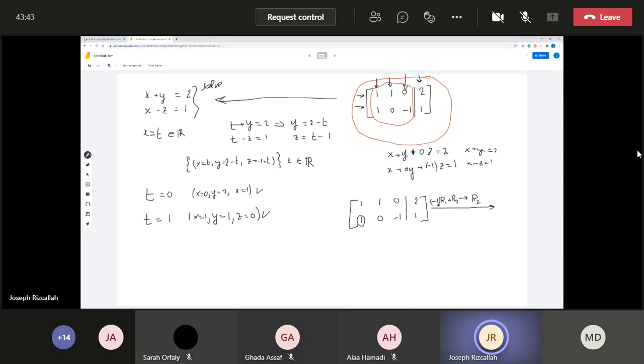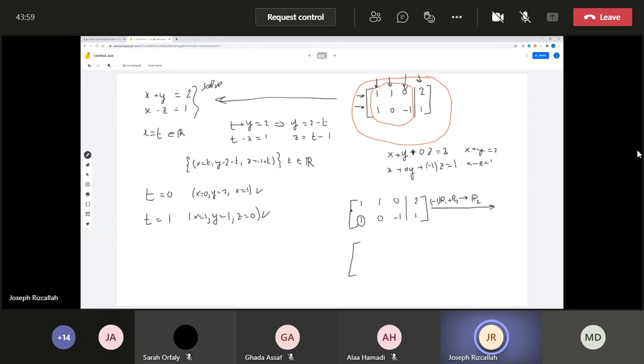Okay, so let me read it to you. What does this mean? This means take row 1, multiply it by the number minus 1, add the result to row 2, and replace row 2 by whatever you get. So replace all this in row 2. Okay, so let's see what we get if we do this.